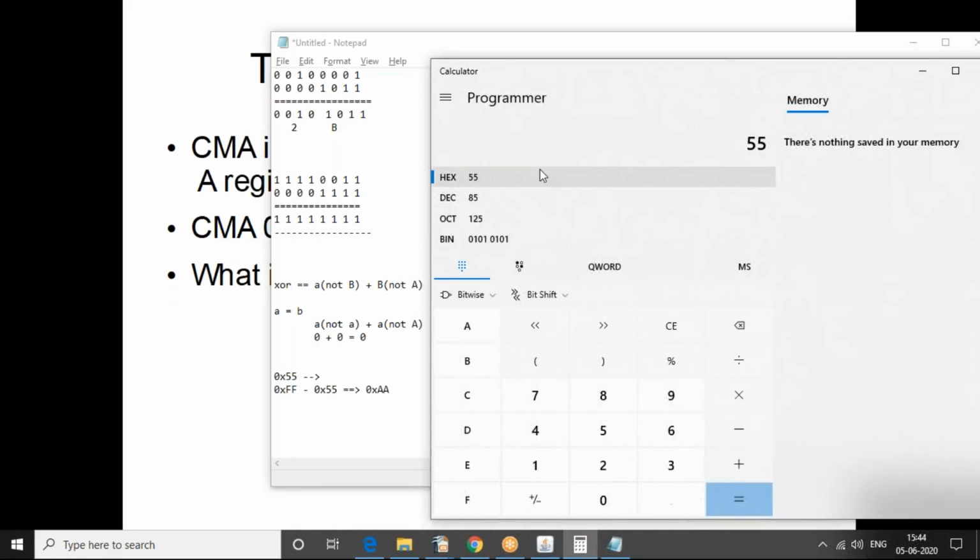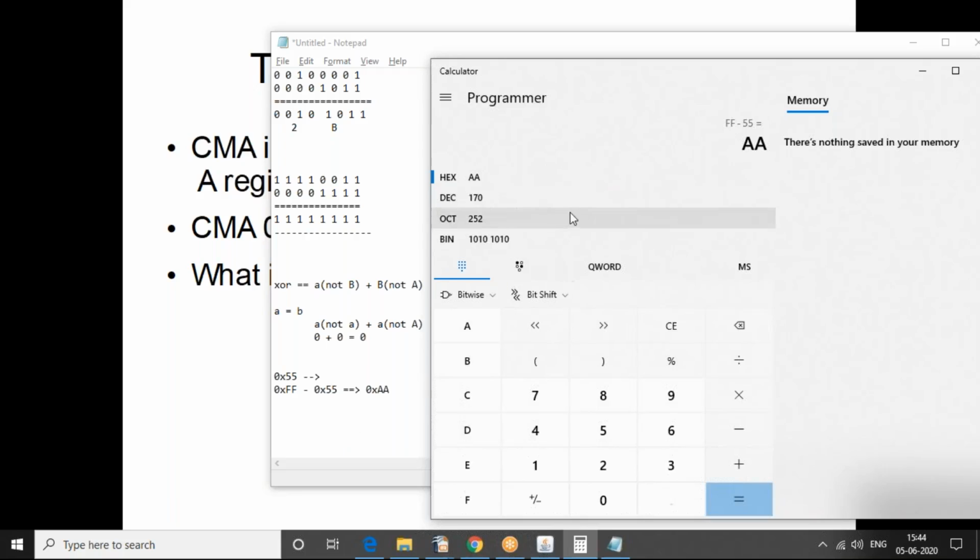We will see that. I will do this here. If I have a hexadecimal 55, I will subtract hexadecimal 55 from FF. FF is the full number, so FF minus 55. You can see that the value is AA. So that's what I was referring to here.